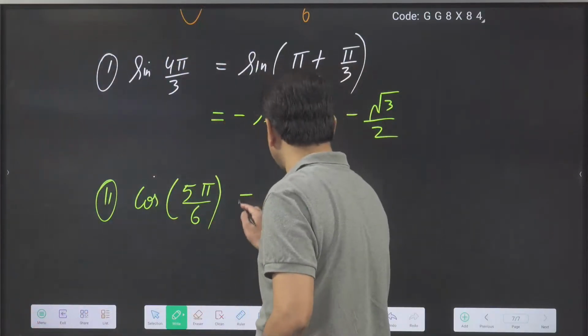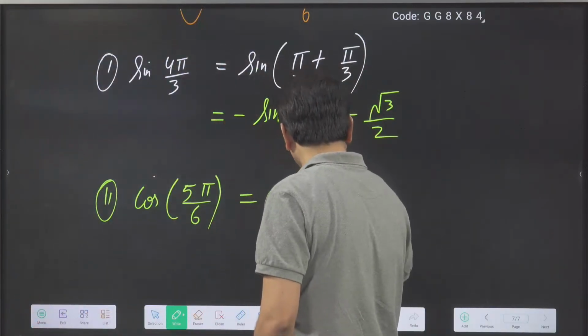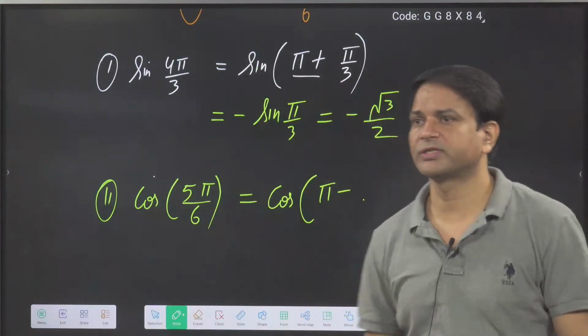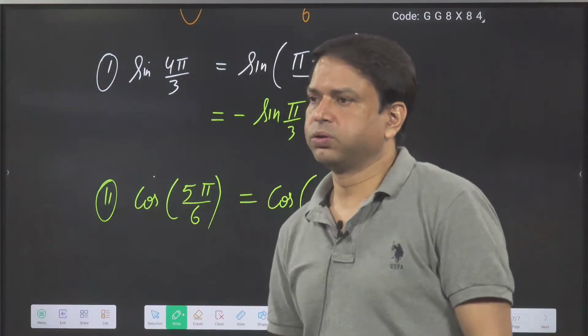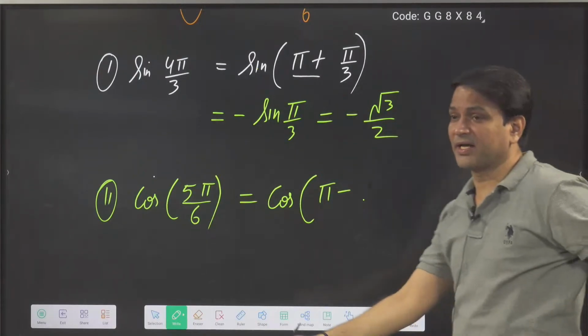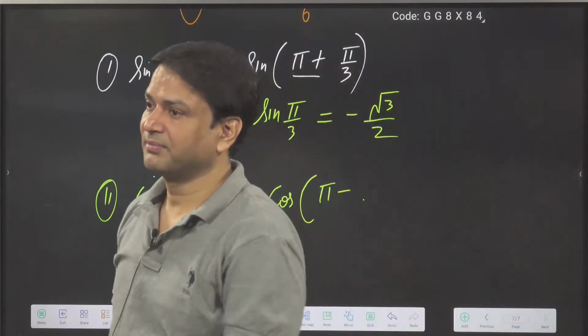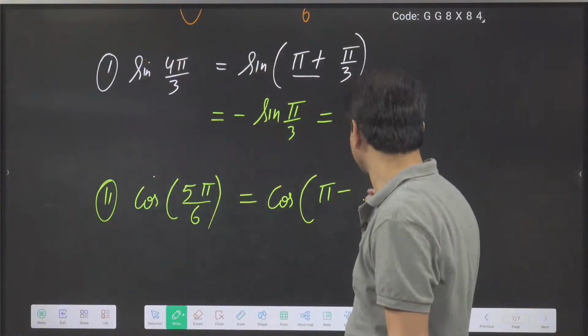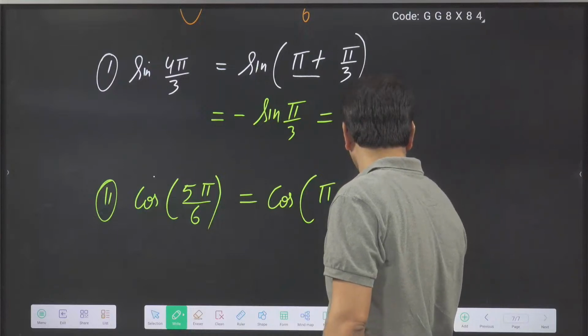So I can write this as cos of pi minus... How much will you subtract? Pi minus how much? Say it in radians, not degrees. Pi minus pi by 6. So this is pi minus pi by 6.